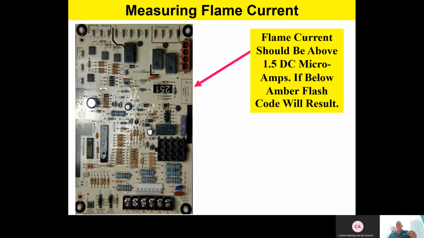Now, please write this down. At 0.1 microamp flame current, it locks the furnace out. So there's lots of room there before you actually get a lockout with flame current. 3.5 to 4 is a typical flame current range if everything's in good shape as far as the flame sensor and good grounding and so on. 1.5 is where we start generating an amber flash code, and then 0.1 is where we actually lock out for low flame sensing.